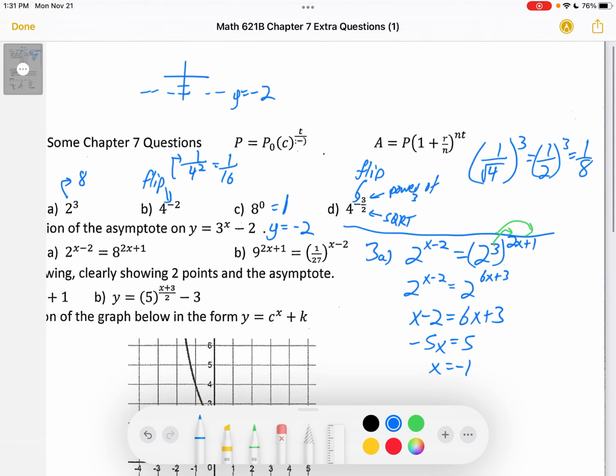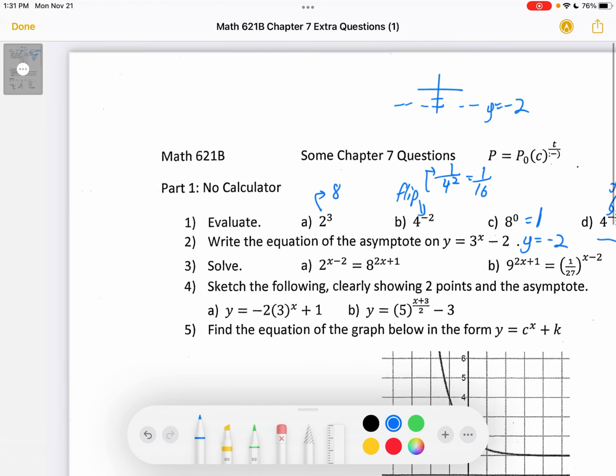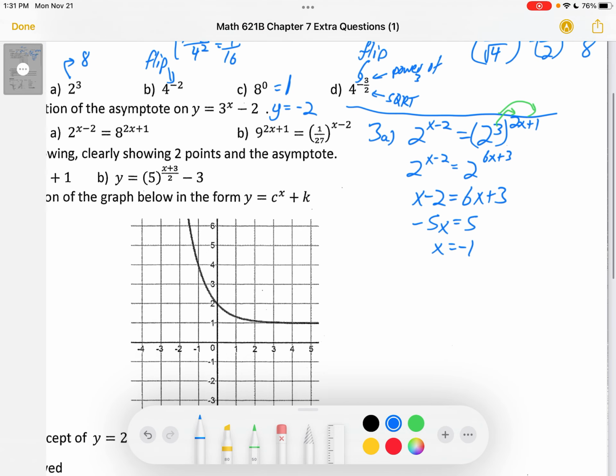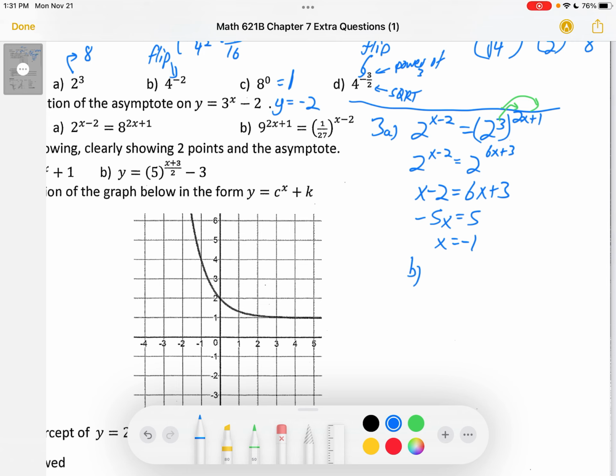In 3b, same sort of idea. Maybe I'll just put it underneath this one. 3b, we've got a 9 and a 1 over 27. So if it were me, I would pick a common base of 3. That's 9 is 3 squared to the 2x plus 1. And 1 over 27 is 3 to the negative 3. It is a 3 that has been cubed and flipped.